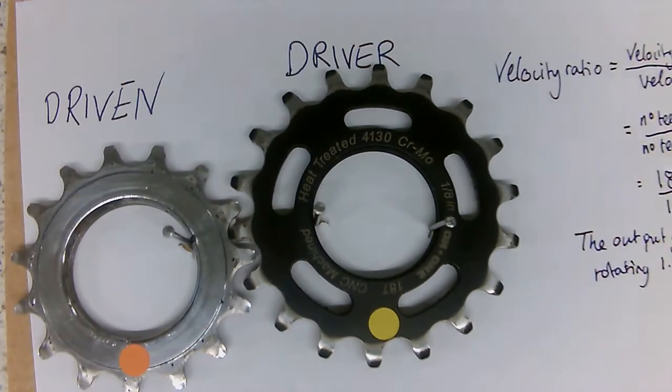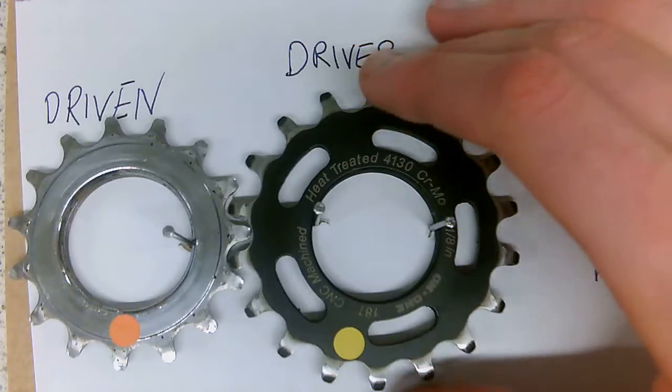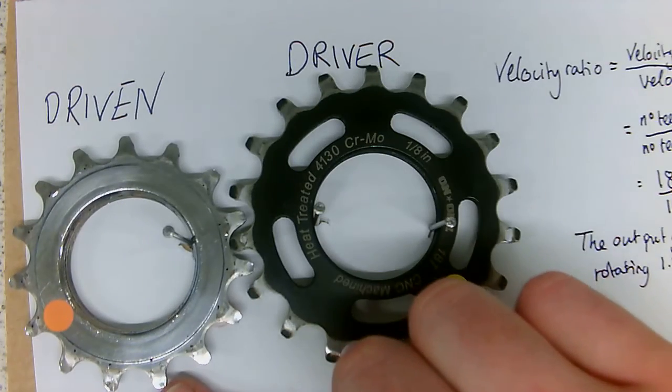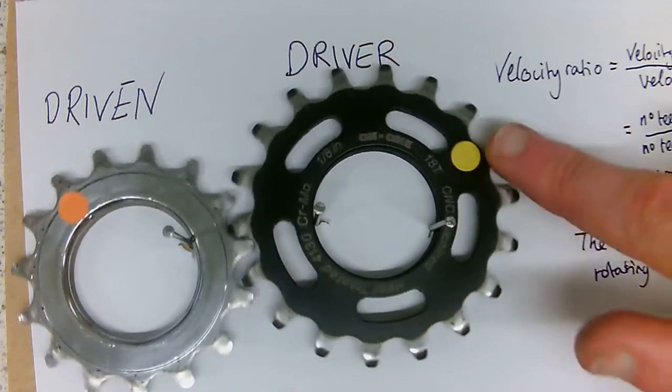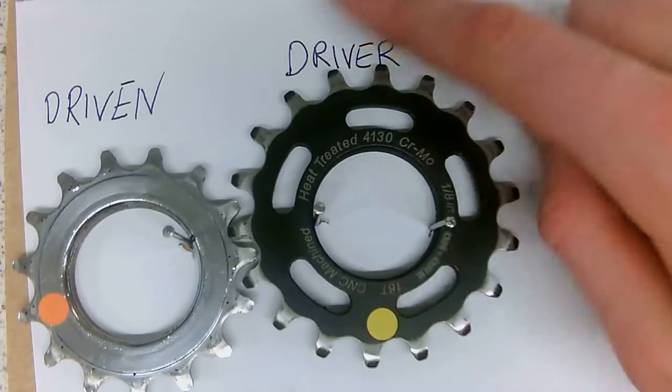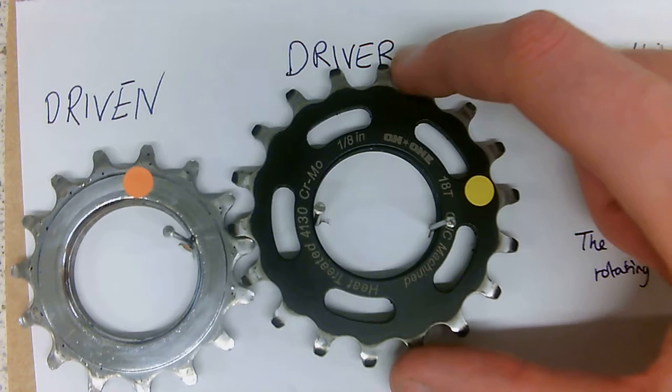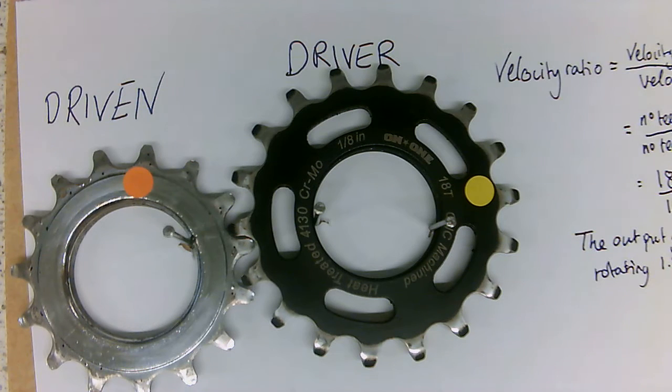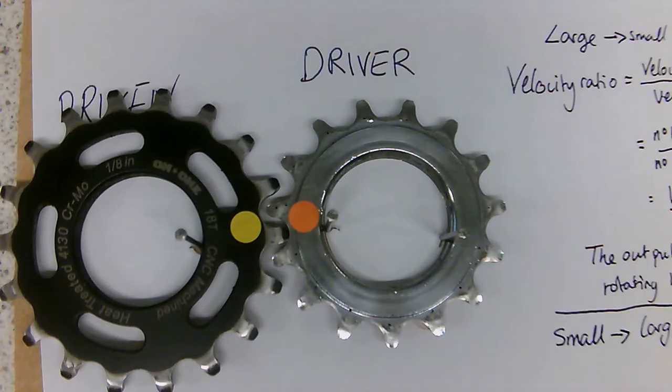And having a look at this, if we ever get a large cog pairing to a smaller cog, then we will always get the small cog turning faster, making more rotations in the same time. Now we're going to swap these over and see what effect that has.